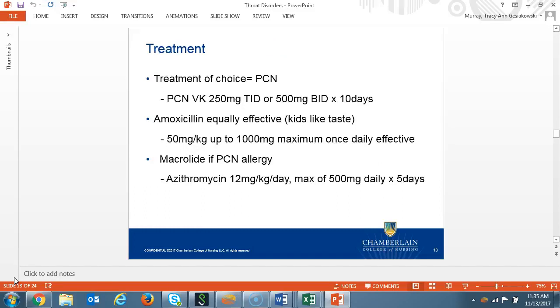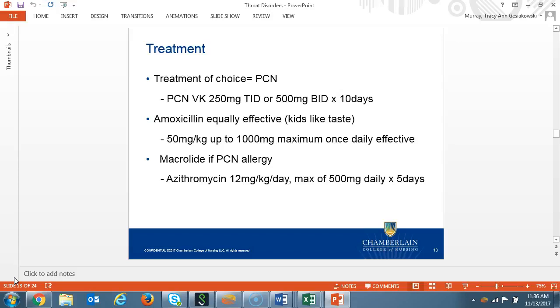Penicillin remains the treatment of choice because of its proven efficacy and safety, its narrow spectrum, and its low cost. Amoxicillin is equally effective and is preferable for young children due to its taste. Penicillin VK 250 mg TID or 500 mg BID times 10 days is effective.